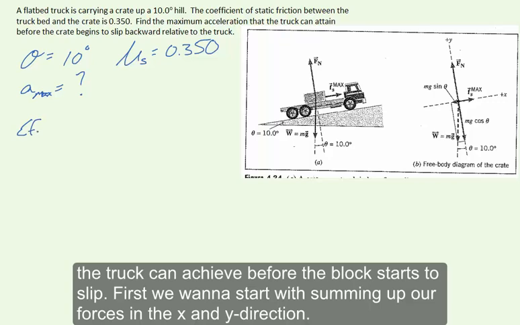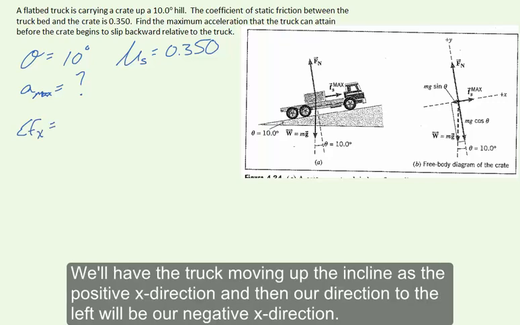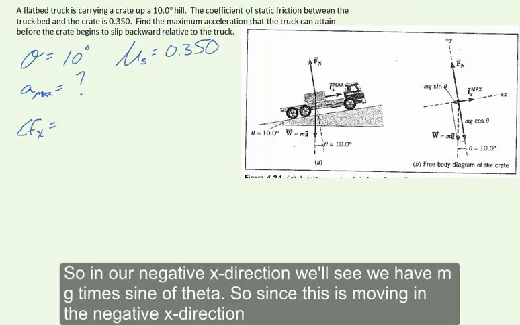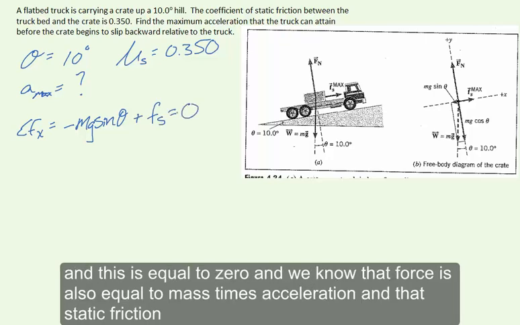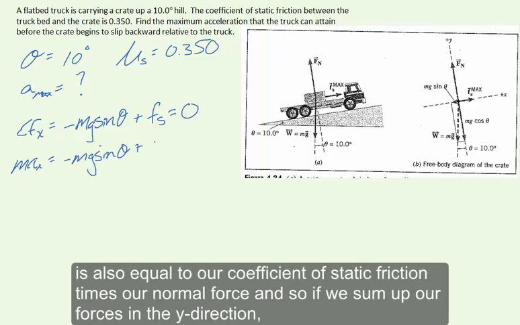First, we want to start with summing up our forces in the x and y direction. We'll have the truck moving up the incline as the positive x direction, and the direction to the left will be our negative x direction. In our negative x direction, we have mg times sine of theta, so we'll have a negative value of mg sine theta. And moving in the positive direction, we have our static friction force, and this is equal to mass times acceleration, and static friction is also equal to our coefficient of static friction times our normal force.